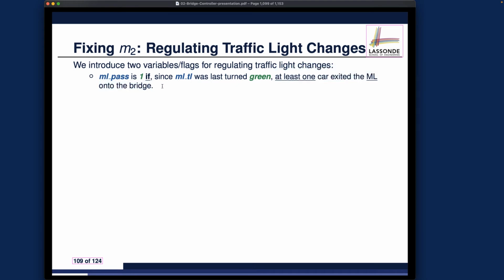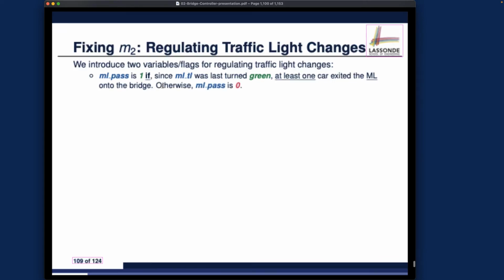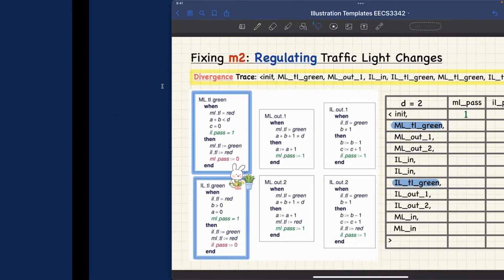Otherwise, if since the last time the MLTL was turned green there has so far been no car exiting from the ML onto the bridge, in that case it will be 0. So what does it really mean when the light has been turned green but no car has really passed onto the bridge? That simply means neither ML_out_1 nor ML_out_2 has occurred. I'll show you exactly what this means. Let's now see this right away.